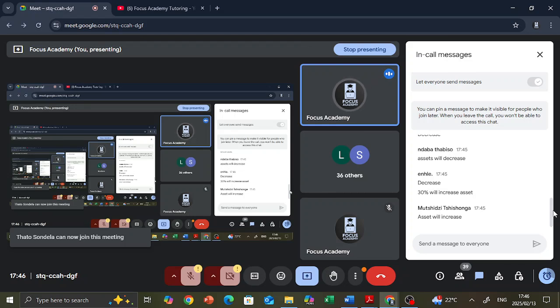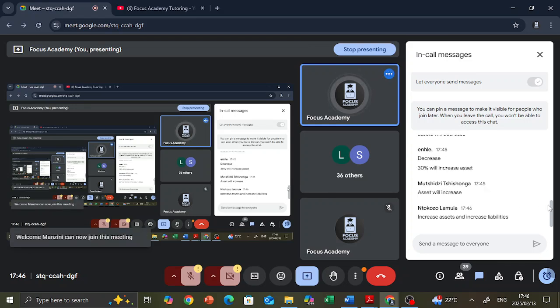Asset will increase. That is 100% correct. Okay, I'm liking these guesses. So, guys, those who said decrease, unfortunately, but it happens. It's part of life. We're here to learn. Let me explain to you why.